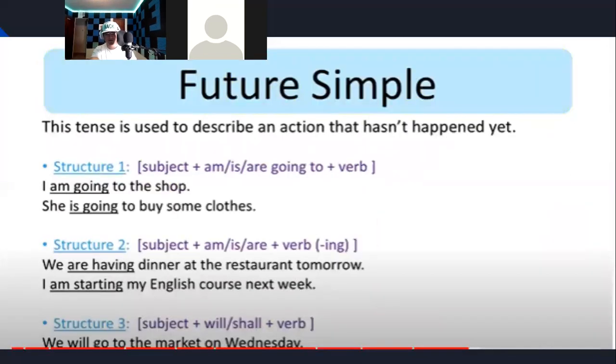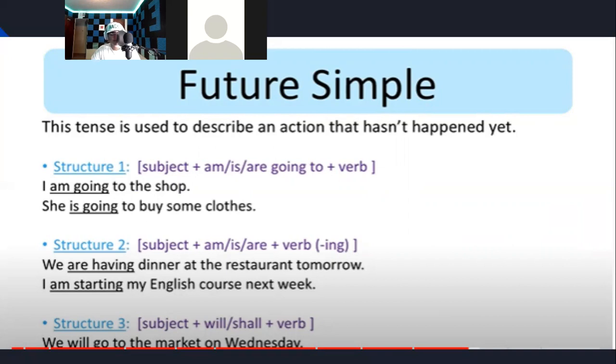It's kind of confusing. This is the future simple. This tense is used to describe an action that hasn't happened yet. Structure one is the subject plus am, is, are, going to plus the verb. I am going to the shop. She is going to buy some clothes.